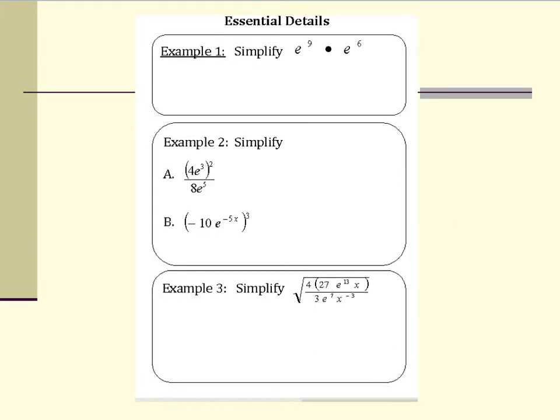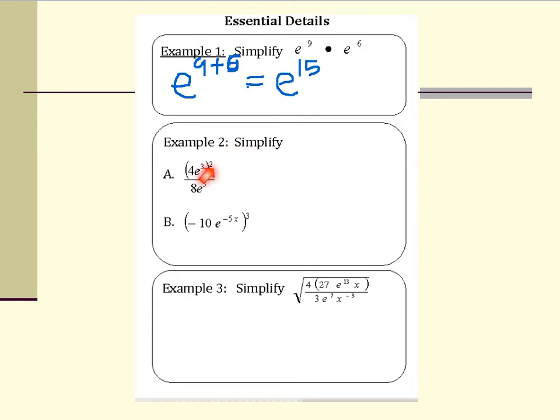The next part of the frame is just simplifying with e. So to simplify in example 1, remember when you're multiplying, you add your exponents. So this would become e to the 9 plus 6, I read that wrong, 9 plus 6, which equals e to the 15th power. So when you're multiplying like this, with the same base, you're going to just add your two exponents.